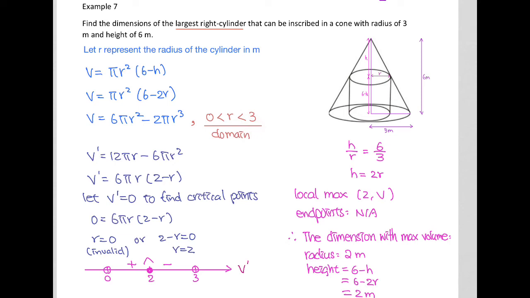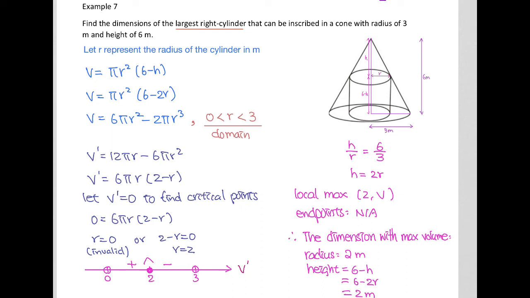Now that's differentiated. Once you differentiate it, remember to common factor them, so it will be easier to find the critical points. Let the v prime be 0 to find the critical points. You will see r equals 0 or r equals 2. But because of the domain, we know r has to be greater than 0, so this critical point will be invalid. Let's put it on the number line for v prime and put the critical point on 2 and put the endpoints on 0 and 3, and let's check the positive and negative interval.